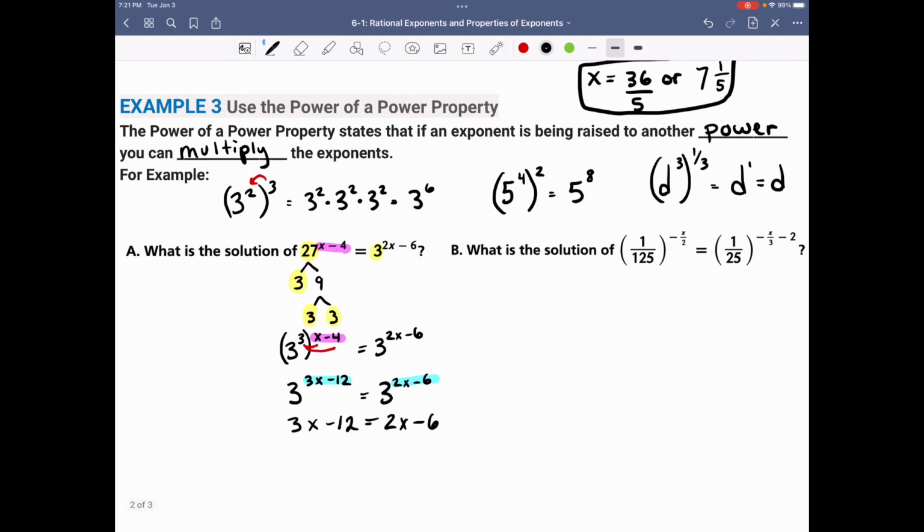So I'm going to subtract 2x. I'm going to get the variables on one side. That leaves us, this cancels. This becomes just x. X minus 12 equals, this cancels, negative 6. The next step to solving this equation, add 12. So x equals 6, because negative 6 plus 12 is 6. Awesome.